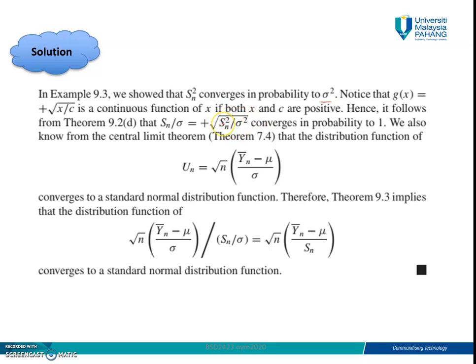we apply this to our situation. So this will converge in probability to 1. We also know from the central limit theorem that you learned in the previous video in this chapter that the distribution function of U_n will converge to a standard normal distribution function. Therefore, theorem 9.3 implies that the distribution function of U_n over W_n is a standard normal distribution function.